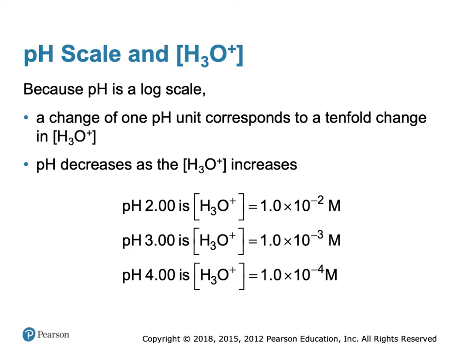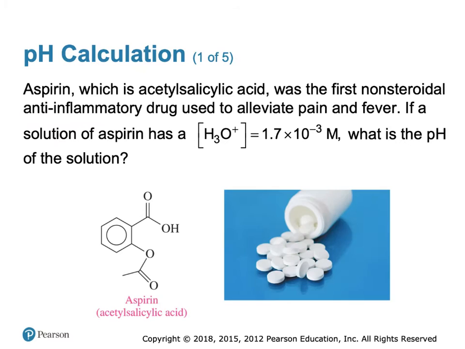For example, a pH of 3 does not sound very different from a pH of 4. The first, however, means a hydronium ion concentration of 1 times 10 to the minus 3 molar, whereas the second means a hydronium ion concentration of 1 times 10 to the minus 4 molar. The hydronium ion concentration of a pH 3 solution is 10 times the hydronium ion concentration of the pH 4 solution. So let's do a pH calculation.